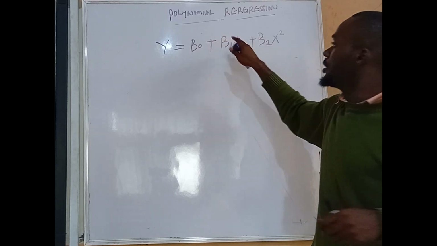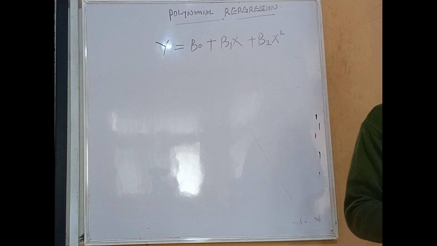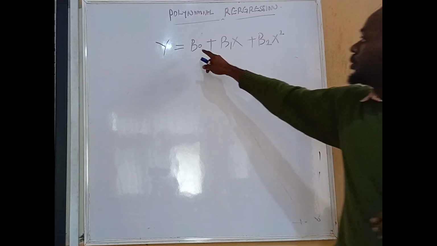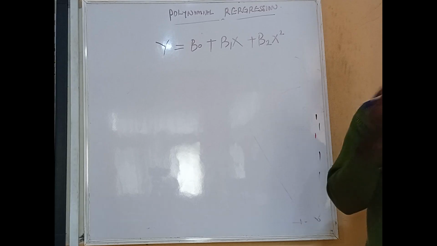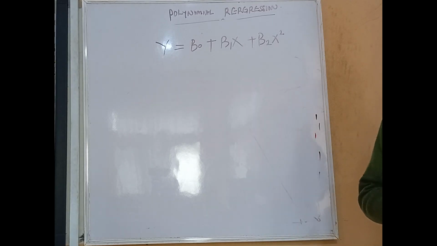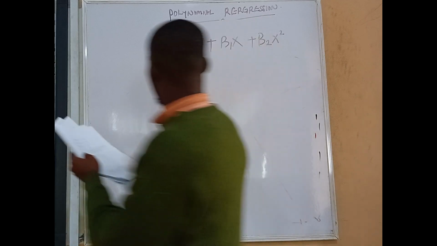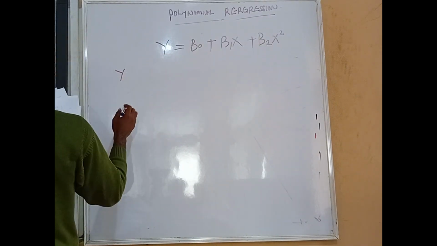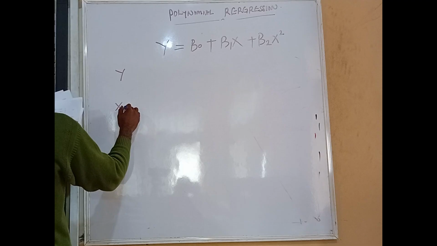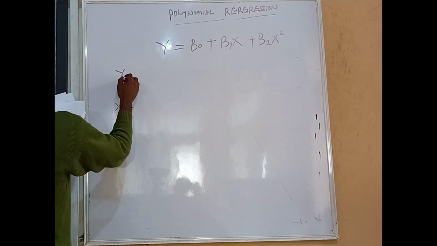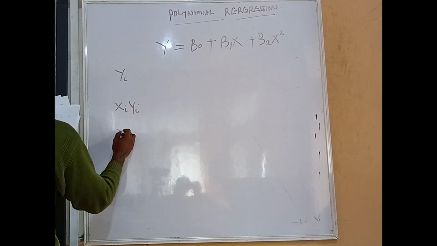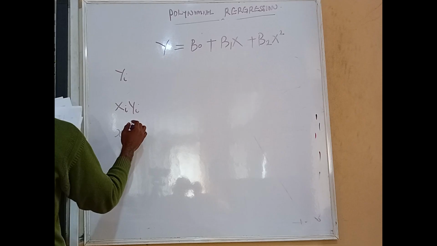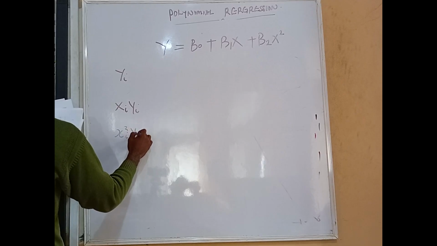So to find b naught, b1 and b2, because there are three unknowns, we need three equations. The first equation is quite long, but it follows a certain pattern: sum of y_i, sum of x_i y_i, sum of x_i squared y_i.